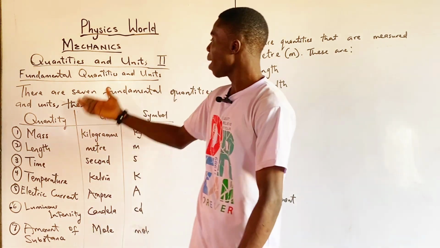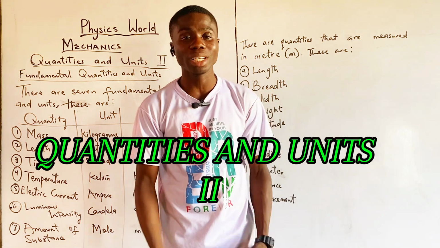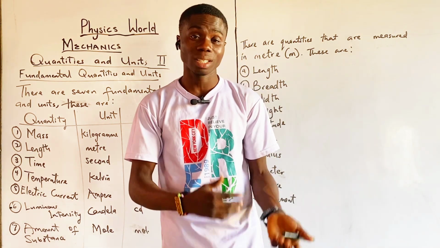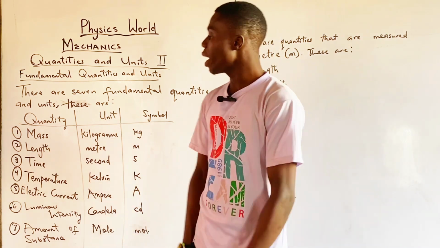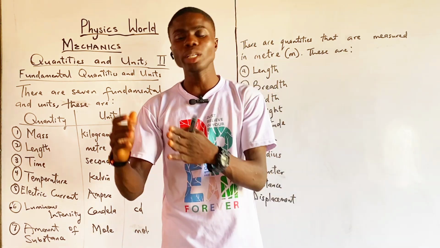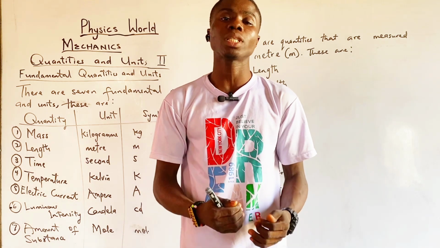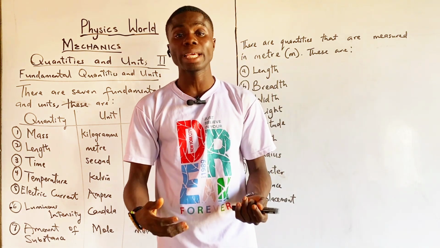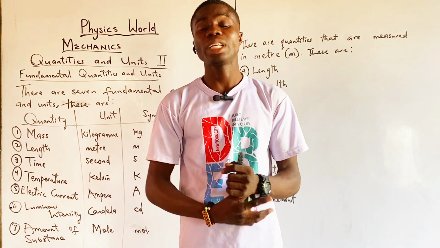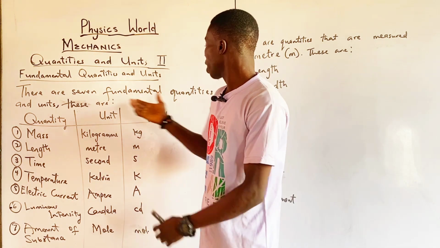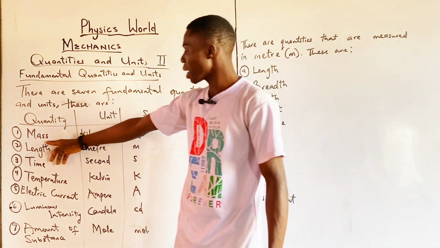Today we'll be talking about quantities and units, series 2. We have talked about the first series in our last video. Now today I'll be telling you all the fundamental quantities we have and how to derive some derived units. I may be deriving maybe 10 derived quantities for you, or more than that. Let's see. Now we have only 7 fundamental quantities, which are mass.